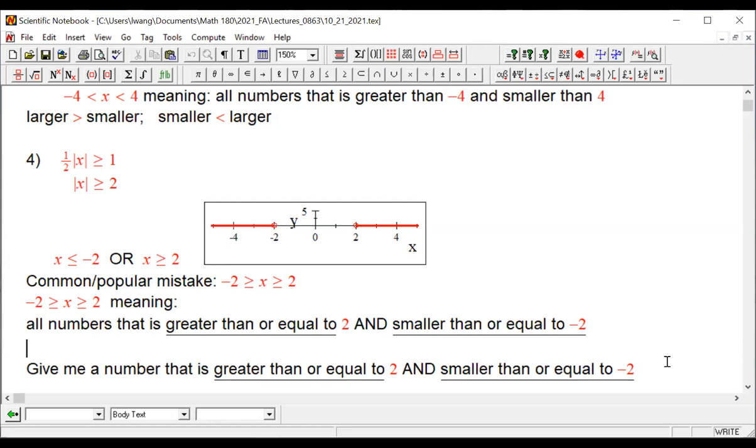Any comments? There is no number greater than or equal to 2 and smaller than or equal to -2. That's right. Such a number does not exist. Thank you. In this other case, you can totally find a number that's less than or equal to -2 or greater than or equal to 2. You can easily give me that number. But in this case, because of the meaning, the description doesn't exist. Such a number does not exist.